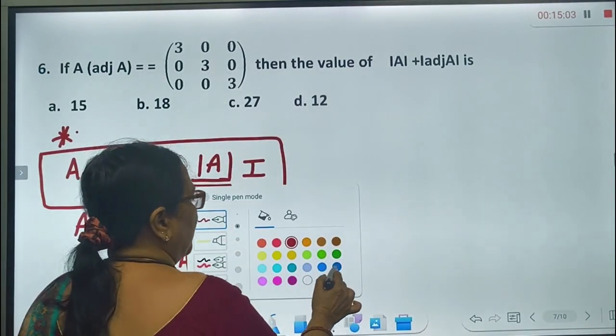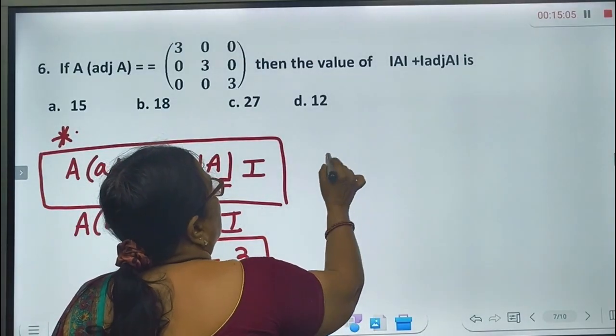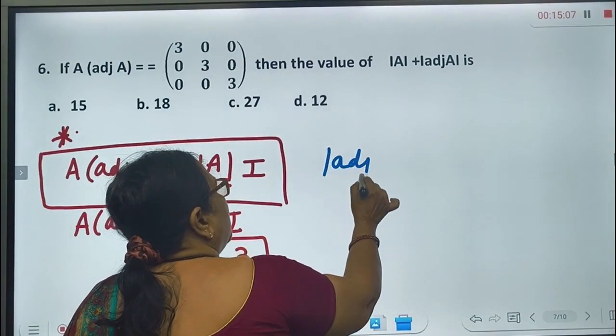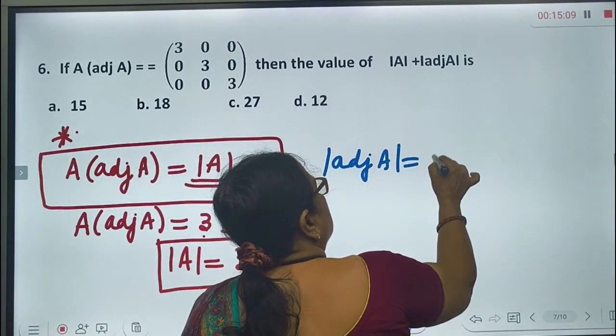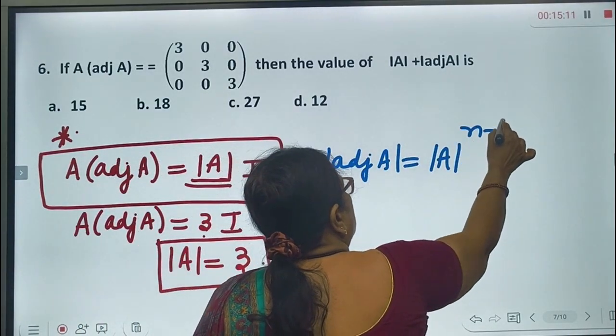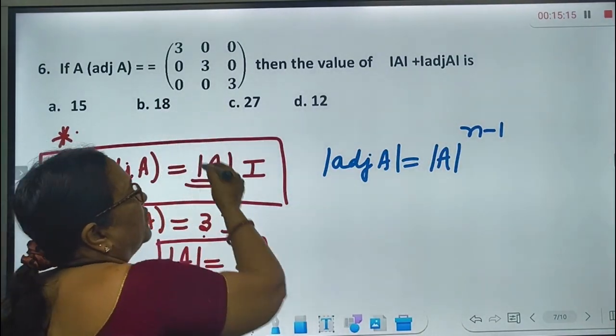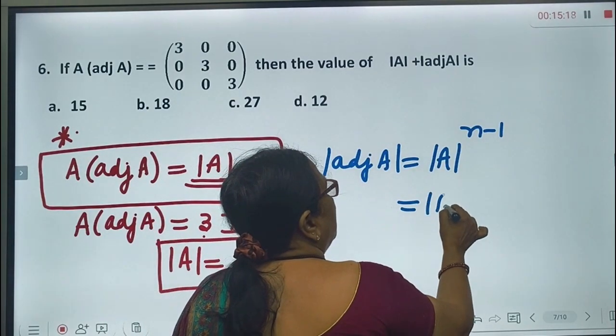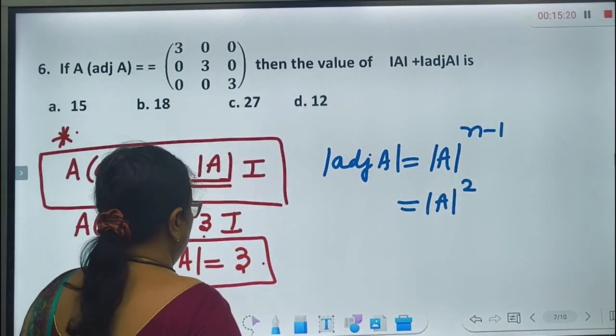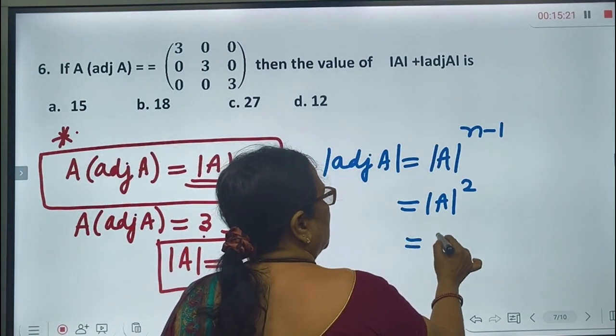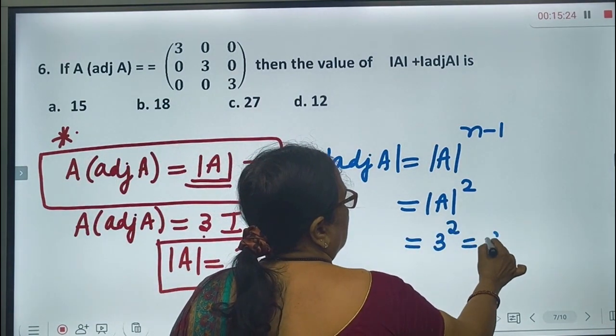But what are you asked to find? You are also asked to find determinant of adjoint of A. So what is determinant of adjoint of A? It is determinant of A to the power n minus 1, where n is the order of the matrix. n is 3, so it is determinant of A to the power 2. What is determinant of A? 3. So 3 square, which is 9.